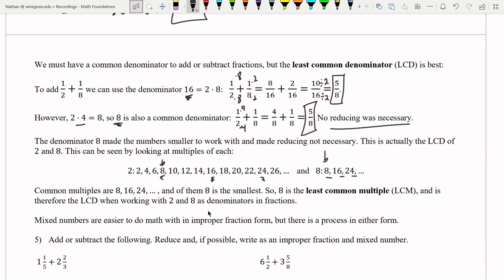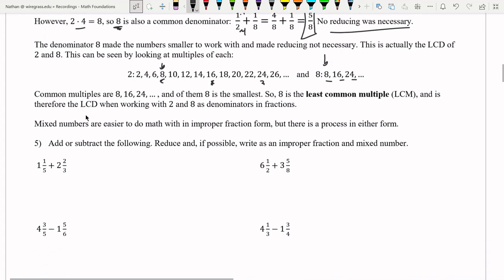Always use the least common denominator if you can see it. It's going to make the numbers easier to work with, like I said, because they're smaller. But if you can't see it, you can always just multiply 2 times 8 and 8 times 2. You can always do that process. But it's just kind of up to whether or not you can see that in the problem that you're working on.